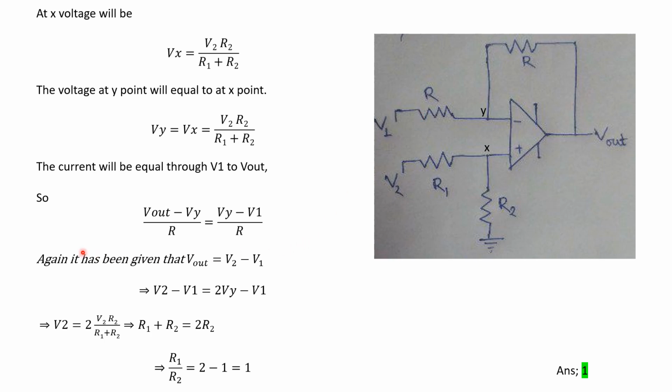And again it has been given in the question that V output is equal to V2 minus V1. So by putting all these values here, we can find that V2 will be equal to 2 into V2 R2 by R1 plus R2, and from here R1 plus R2 will be equal to 2R2. So basically we have to find out the value of R1 by R2. So dividing by R2 in the whole equation, that is R1 by R2 plus R2 by R2 will be equal to 2. R2 by R2 is 1, so here R1 by R2 will be equal to 2 minus 1, that is 1. So our final answer will be 1.